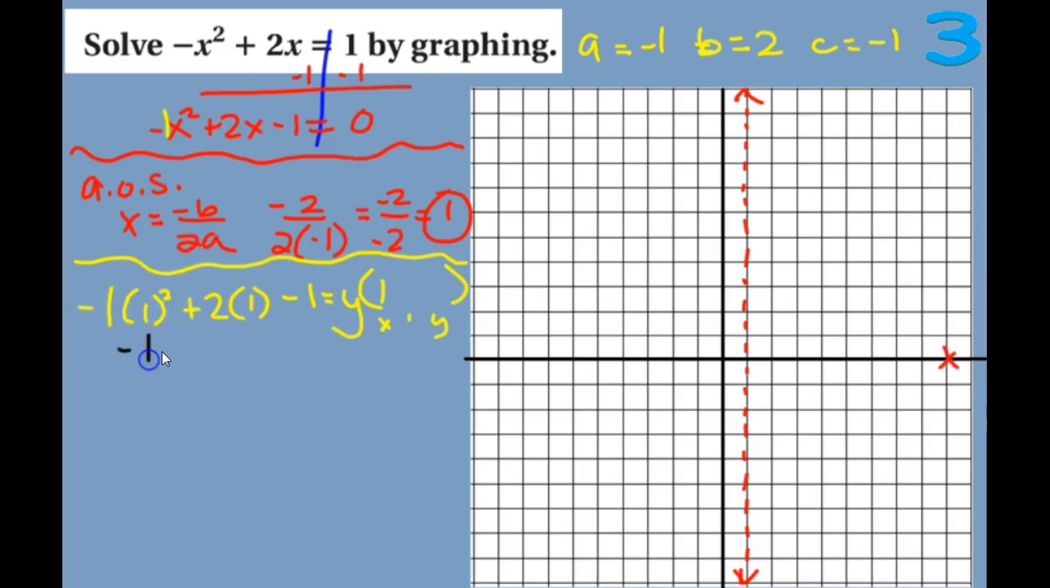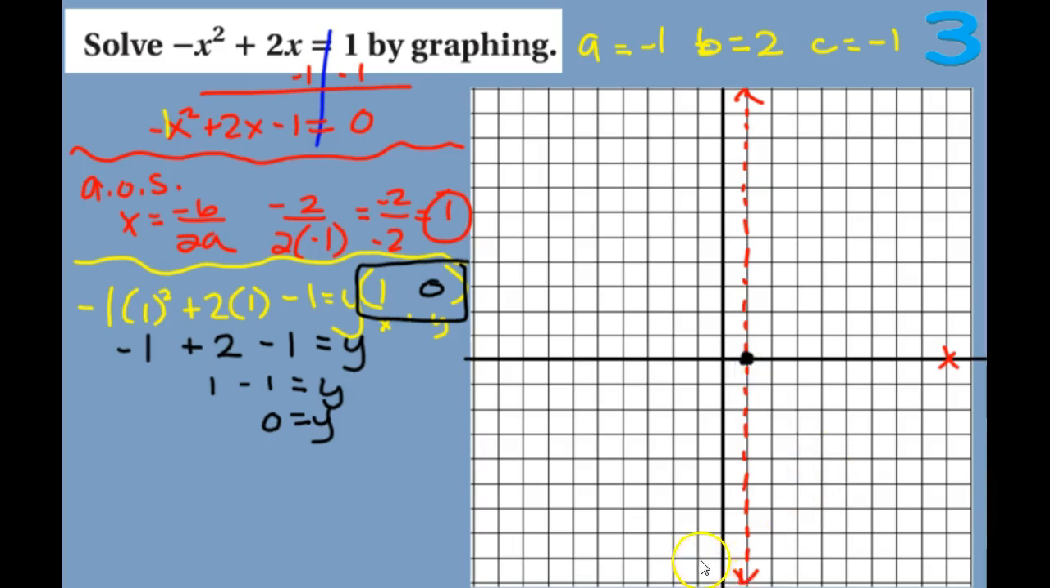1 times negative 1 is negative 1. 2 times 1 is 2. And then minus 1. Negative 1 plus 2 is going to give us positive 1, and I wrote 2. 1 minus 1 is going to give us 0. So our vertex is 1, 0.